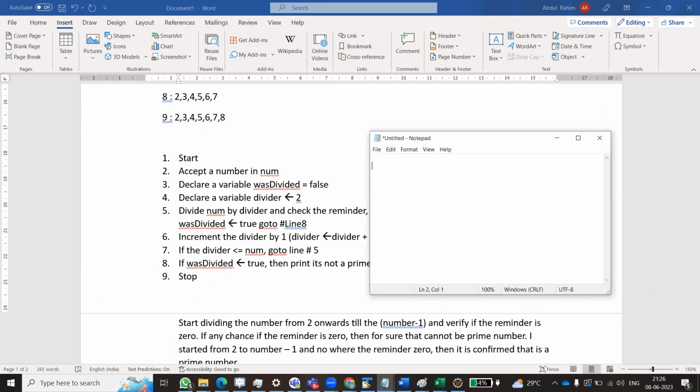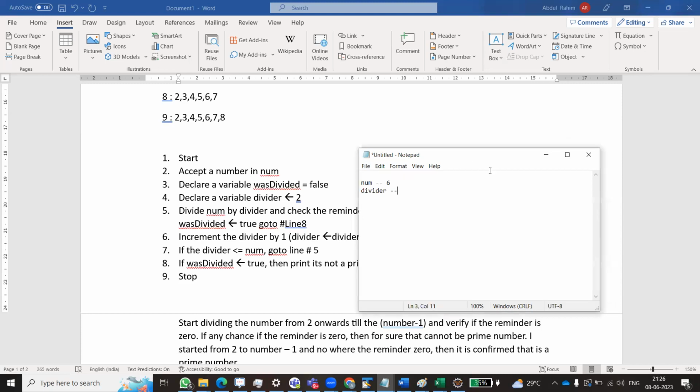So here I'm accepting a number. The number value is 6. Now, what is the value of divider as per the second line? Did I miss out something? Was I audible? Yes, sir. I'm asking one question. What is the value of divider at this stage?